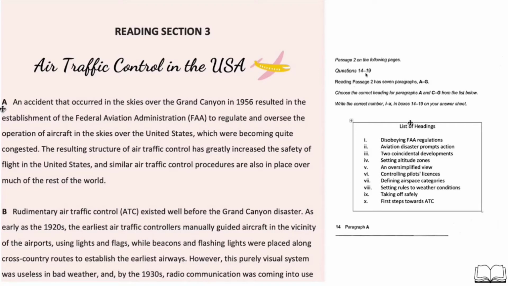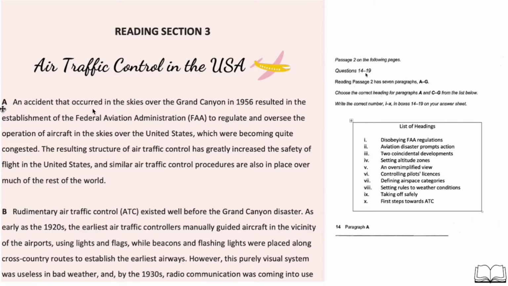However, what I normally advise my students is to read the title of the article before they start working on the list of headings. Just to get an idea of what the text is going to be about. So for example, if we read the title here, it says Air Traffic Control in the USA. So we already know what the article is going to be about.